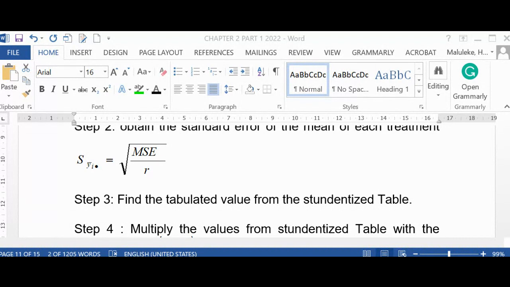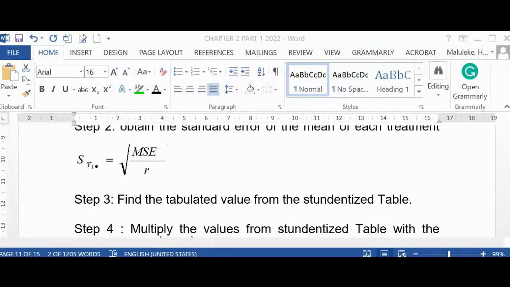I wanted to ask, for both unbalanced and balanced, are we using that same standard error, the formula of the root of MSE over R? So far, can someone help me to answer this question? I think Christopher is the right person to answer this question. You said this one is for balanced. Okay, this one is for balanced, thank you.